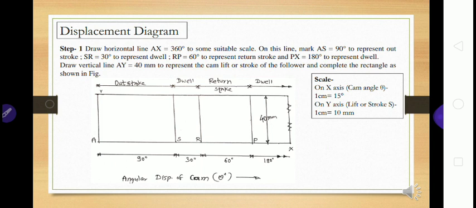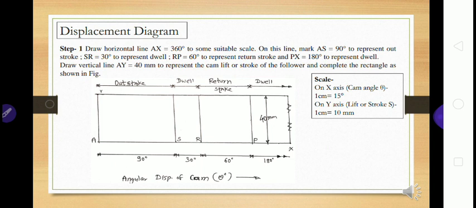For that purpose, the outstroke angle is given as 90 degrees. That 90 degrees I have to represent on the scale. Therefore I will consider the scale as 1 cm equal to 15 degrees. Here you can take any scale, 1 cm equal to 10 degrees also, no problem. But just for the sake of suitability of the drawing, I have taken 1 cm equal to 15 degrees. Therefore this total line AS during the outstroke will be 6 cm.